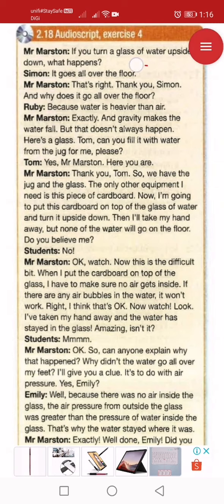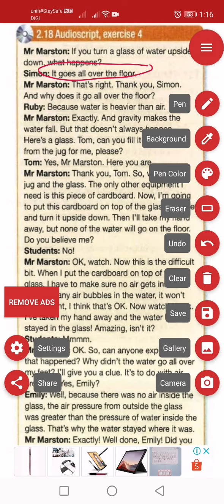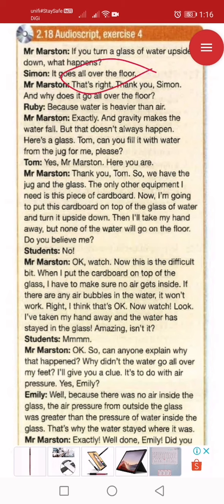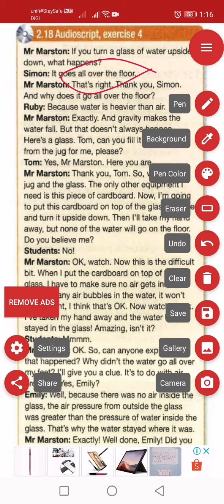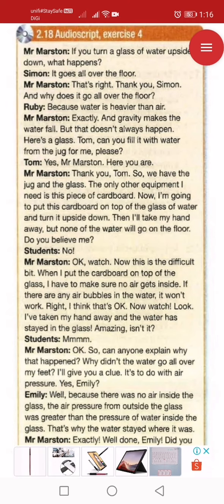Simon says it goes all over the floor. Okay, dia akan tumpah air tu. Okay, all over the floor, di semua lantai, air lah, itu maksud dia, air tumpah. Okay, that's right, thank you Simon. And why does it go all over the floor? Kenapa dia penuhi lantai? Air lah, merujuk kepada air.